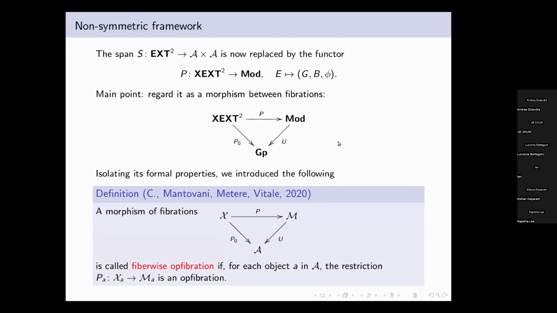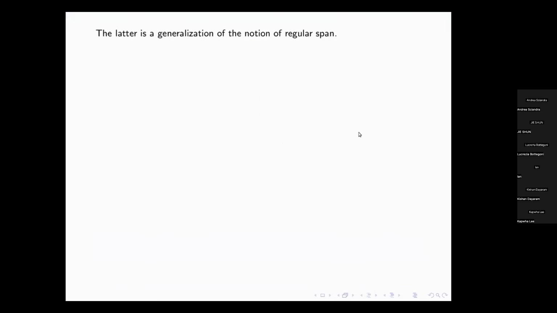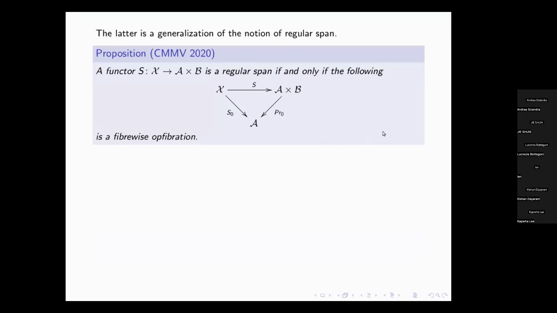So, isolating the formal properties of this triangle, we introduce the following definition: a morphism of fibrations, as in this triangle, is called a fiberwise opfibration if for each object little a in the base category A, the restriction of this upper functor P to the fibers over little a is an opfibration. And in fact, we proved that this notion is a generalization of the notion of regular span. That is, a functor S from a category X to the product A times B is a regular span if and only if this triangle is a fiberwise opfibration, where we took A0 and then the first projection of the product.